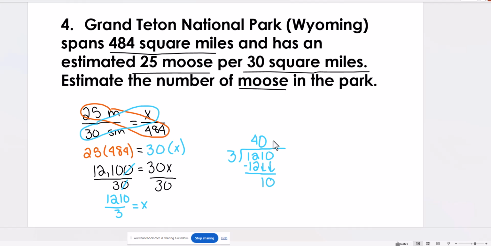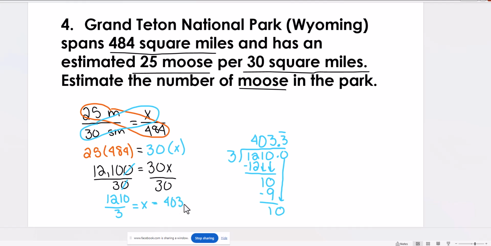3 goes into 10 3 times, because 3 times 3 is 9. And I have a 1. I'm going to add a decimal. I'm going to bring down my next number, which is 10. And I always forget to bring this up. Here we go, is 3. And what's going to happen is there's going to be a repeating 3. So 403.33333. And that's what we're going to get for X.